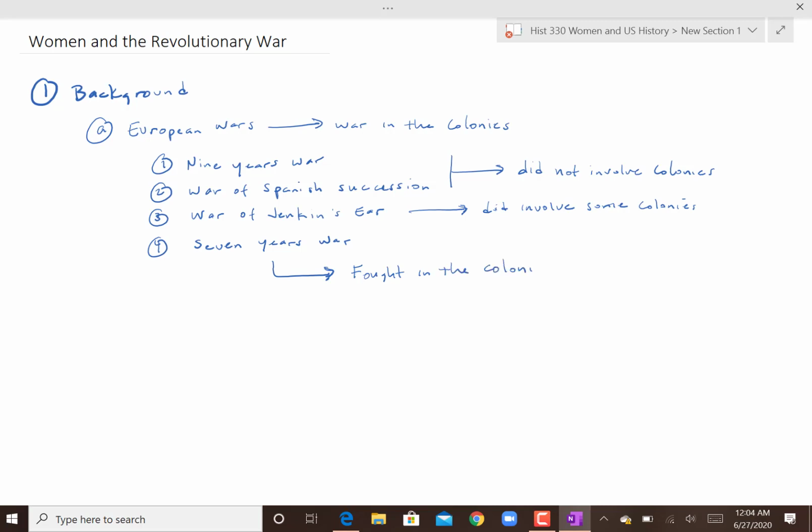So why is this important? Well, one, it shows us the transition of the landscape of war taking more and more place within the colonies. The colonies were becoming an ever-present and important component in European power, and the warfare was beginning to shift to those locations. So the colonists could, with the 9 Years' War and the War of Spanish Succession, be like, that's not our problem.